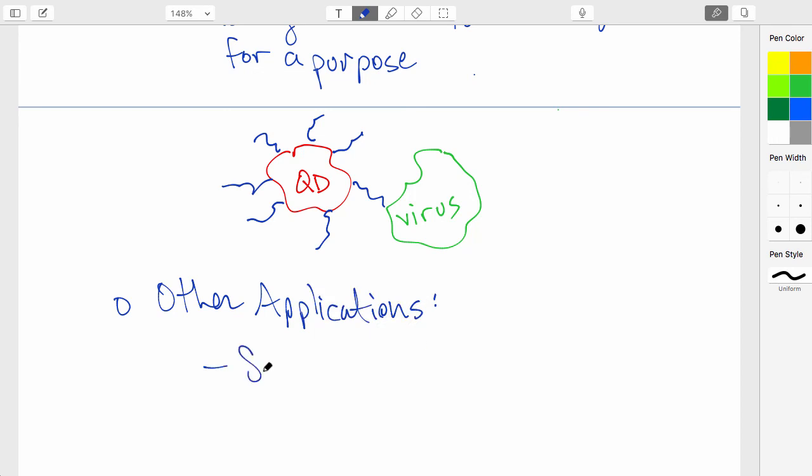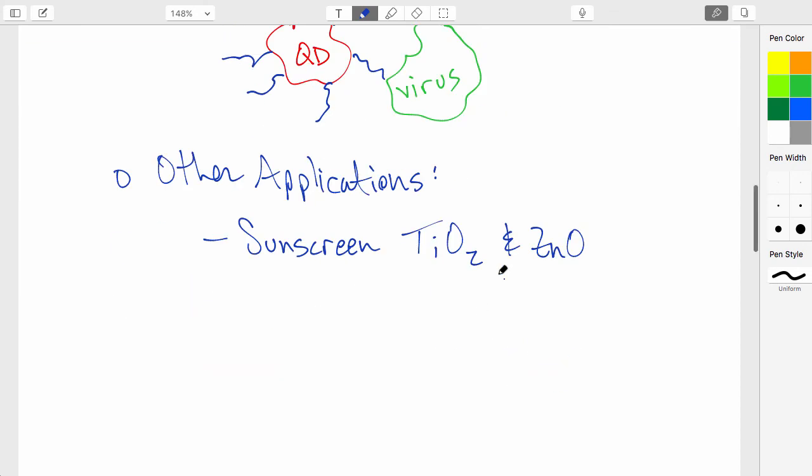One very common one is sunscreen. And most of us have used this kind of sunscreen with titanium dioxide or perhaps zinc oxide, where the absorption of these molecules, these dots, is very high in the ultraviolet, but the absorption is very low in the visible. And so then we get this sun protection without having a kind of white paste on our skin, for example.